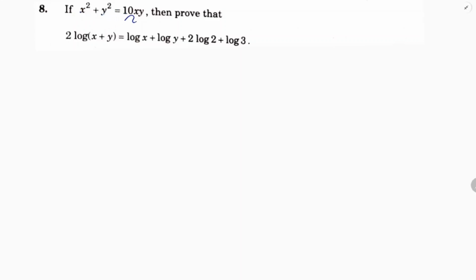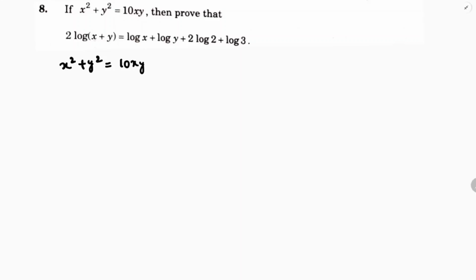If x square plus y square is 10xy, then prove that 2 log (x plus y) equals log x plus log y plus 2 log 2 plus log 3. So here, x square plus y square is 10xy. See, here is the hint. I'll use logarithm of power, so this 2 will go to the top. It is (a plus b) whole square. So here you will get a hint whether you should get it in the form of (a plus b) whole square or (a minus b) whole square.